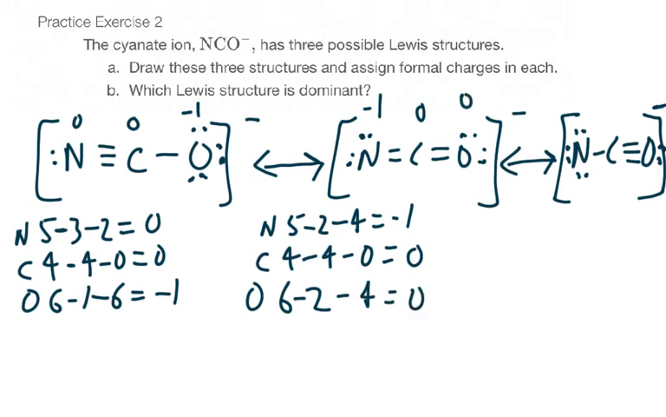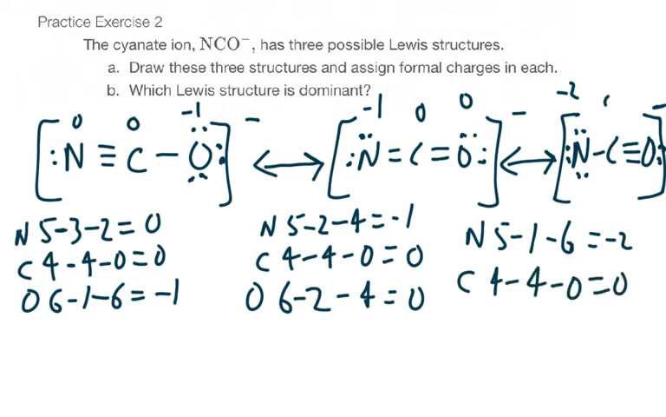And then the one all the way on the right, the nitrogen has a valence of 5, minus 1 stick, minus 6 dots. So let me fix this here. 5 minus 1 is 4, 4 minus 6 is -2, so the nitrogen has a -2 formal charge. Carbon is 4 valence, minus 4 sticks, minus 0 dots. Carbon is 0. And then the oxygen is 6 valence, minus 3 sticks, minus 2 dots. 6 minus 3 is 3, minus 2 is 1, so 0.